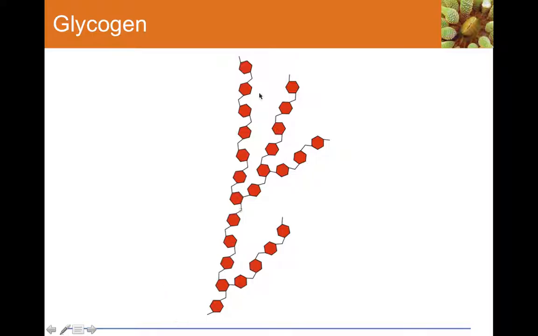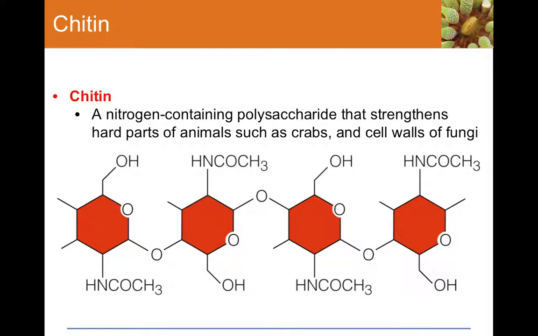And here's glycogen. Nothing too fancy, you know. It's glucose hooked to glucose hooked to glucose hooked to glucose. It just has some branching. So plenty of sites to access for enzymes, plenty of space for enzymes to get in here and break this guy up into simpler glucose molecules. And so it really serves its purpose well for us.